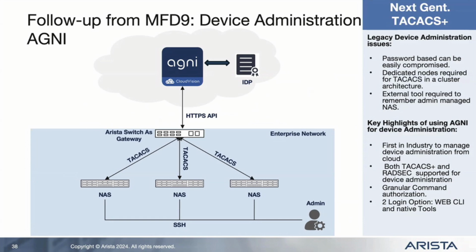I think we're running out of time, so I won't be able to get into the details, but I'm happy to chat offline. Essentially, at a high level, one of the switches acts as a gateway that terminates TACACS from all the infrastructure components, and in the backend talks to AGNI to complete the authentication. We can dive into the details on how exactly it works offline.